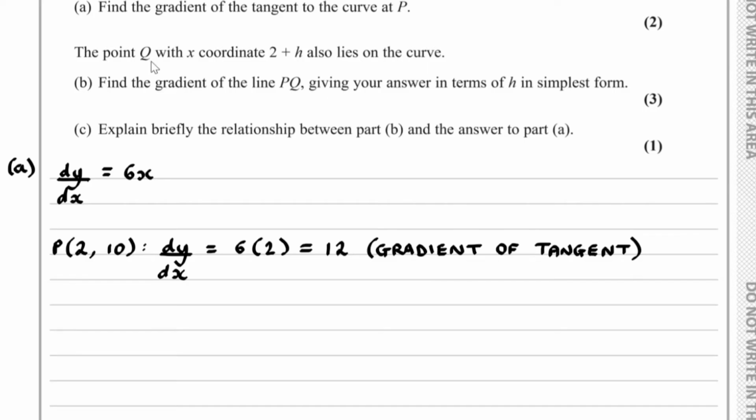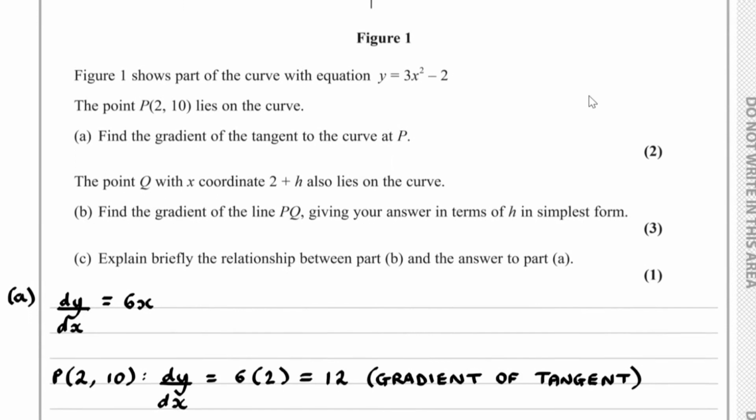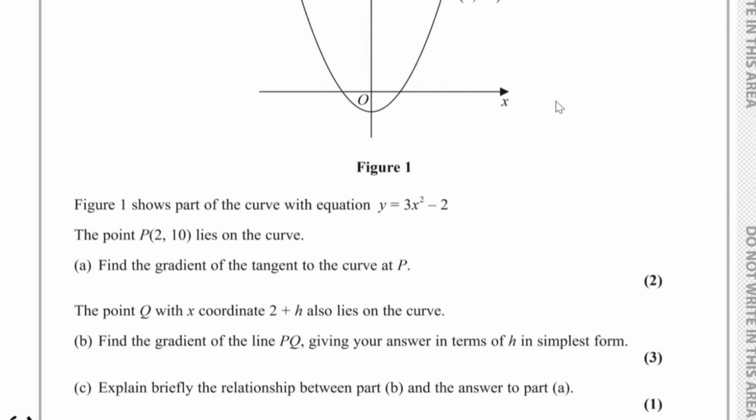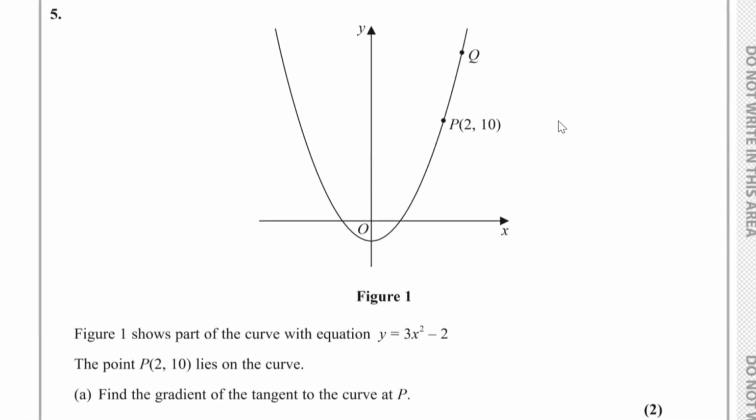And now for part B, the point Q with x coordinate 2 plus h also lies on the curve. We have to find the gradient of the line PQ, giving an answer in terms of h in its simplest form. Well, we've got this point P over here, and then we've got the point Q with coordinates 2 plus h for the x coordinate, and for the y coordinate we replace the x with 2 plus h. So for the y coordinate we would have 3 lots of 2 plus h all squared minus 2.